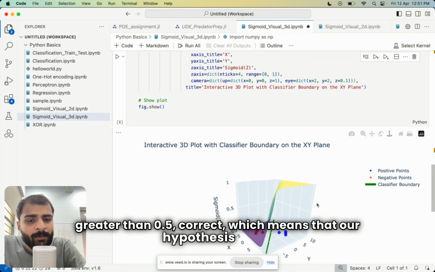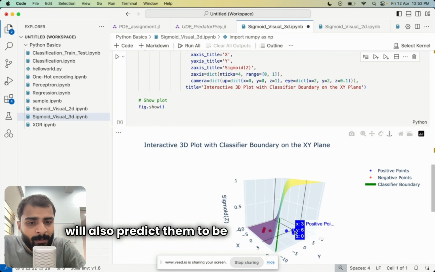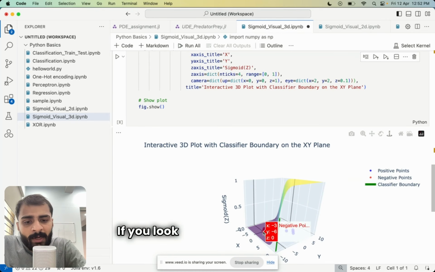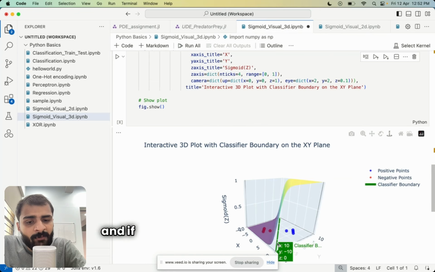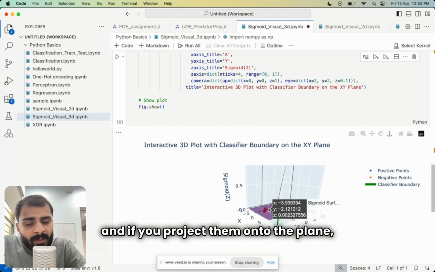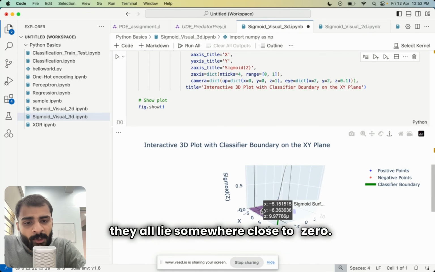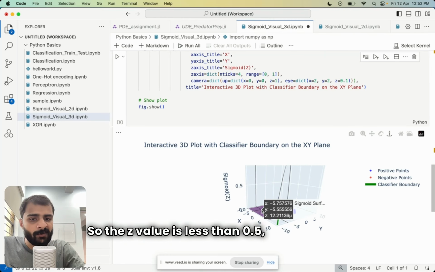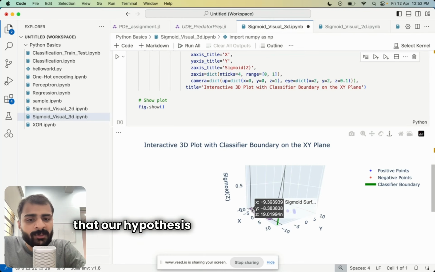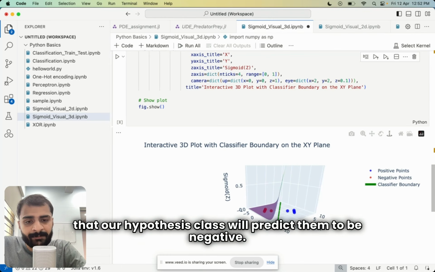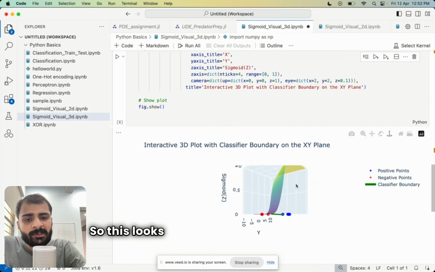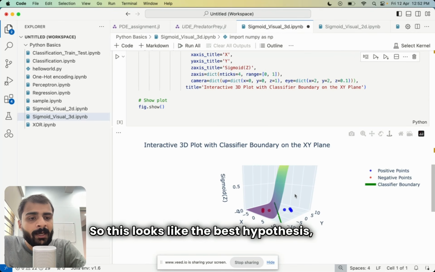Which means that our hypothesis class will also predict them to be positive, which is good. If you look at the three red points and project them onto the plane, they all lie close to zero. So the z value is less than 0.5, which means that our hypothesis class will predict them to be negative. So this looks like the best hypothesis.